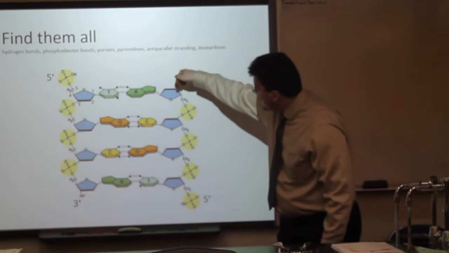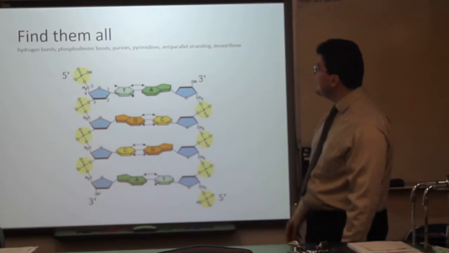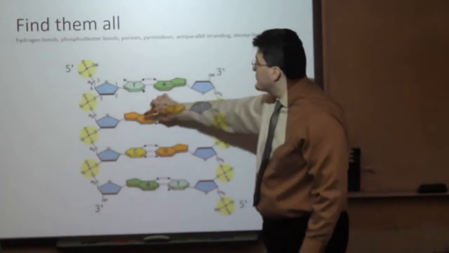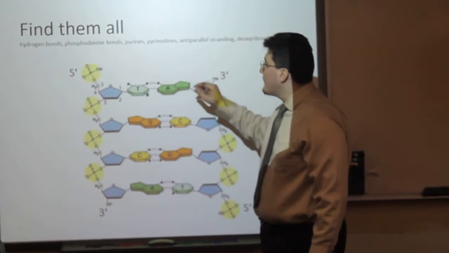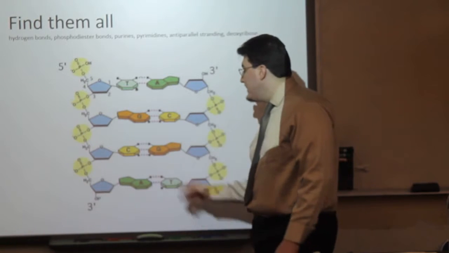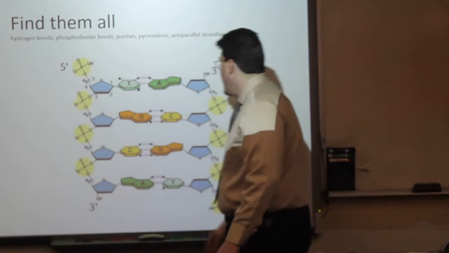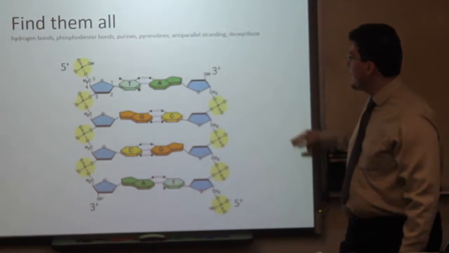We have our ribose sugars, our deoxyribose sugars, excuse me. We have our purines, which have 2 rings. Our pyrimidines, which have 1 ring. And we have our phosphate groups, which are in yellow over here.